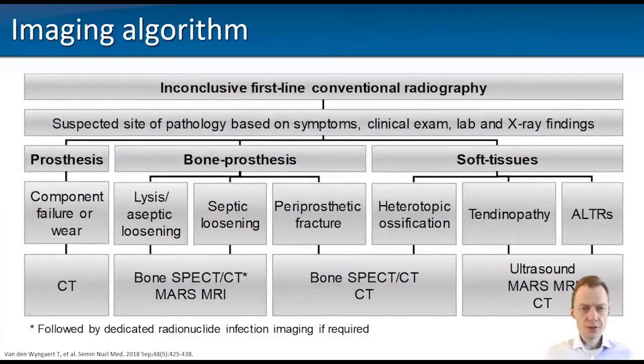We suggested an imaging algorithm on how to use bone SPECT CT within patients with inconclusive first-line conventional radiography, where, depending on where you think the issue is located, is it a prosthesis, is it the bone prosthesis interface, or is it more soft tissue oriented, you can then decide what would be the most efficient or best imaging technique to use.